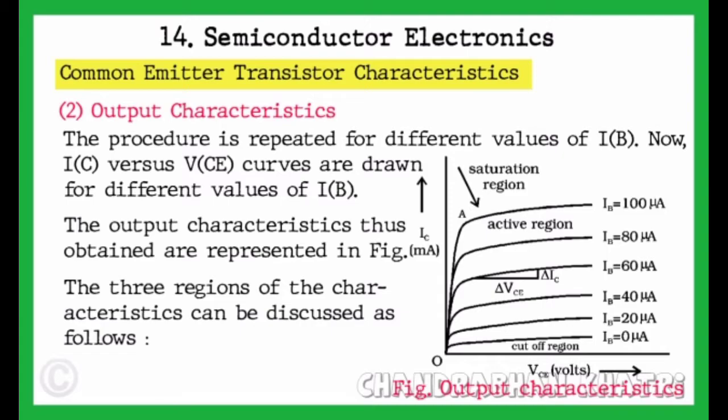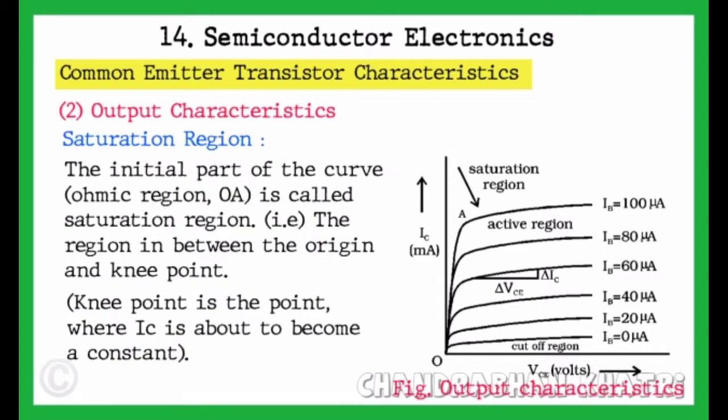The three regions of characteristics can be discussed as follows. First one, saturation region. The initial part of the curve, ohmic region OA, is called saturation region. That is, the region in between the origin and knee point. Knee point is the point where IC is obtained to become a constant.